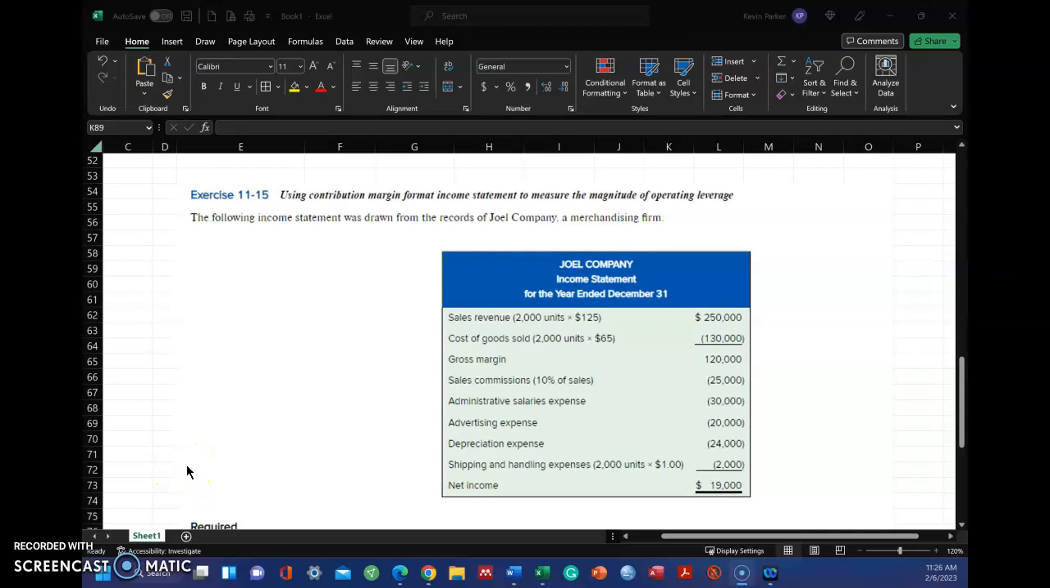This is what you're looking at on your screen is called a GAAP income statement. Not the company. This is two A's, GAAP. FASB requires this to be reported to external users. We're going to learn in this problem the contribution margin format income statement. This is the gross margin format income statement. We're going to look at the contribution margin. Contribution margin is not GAAP.